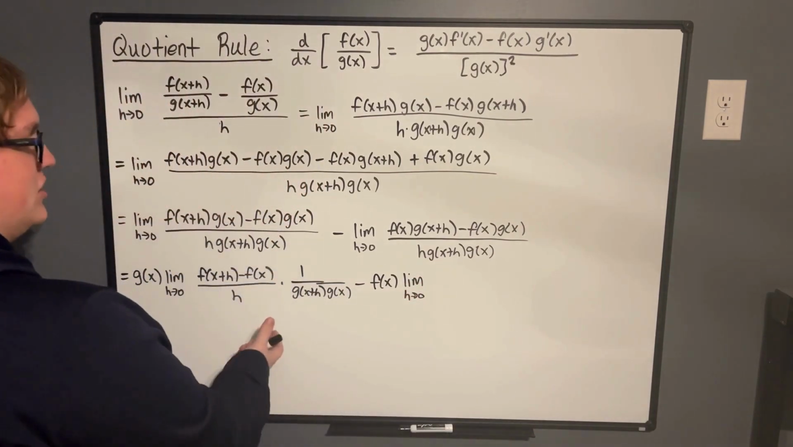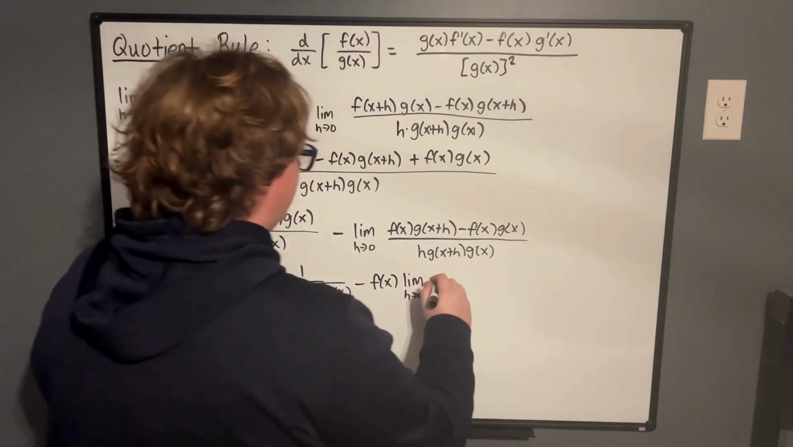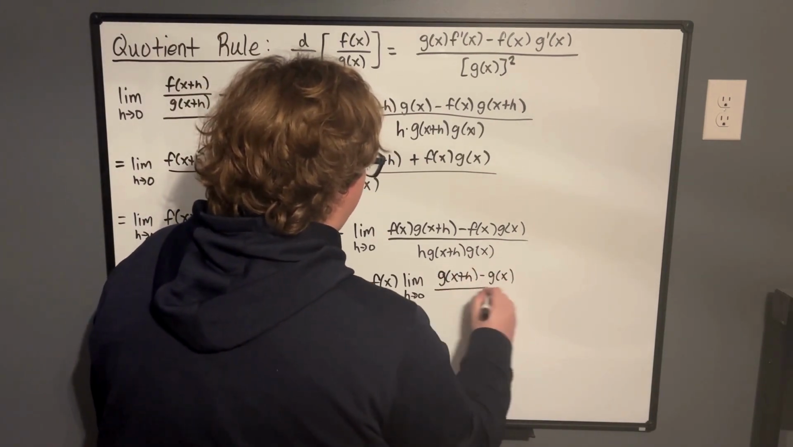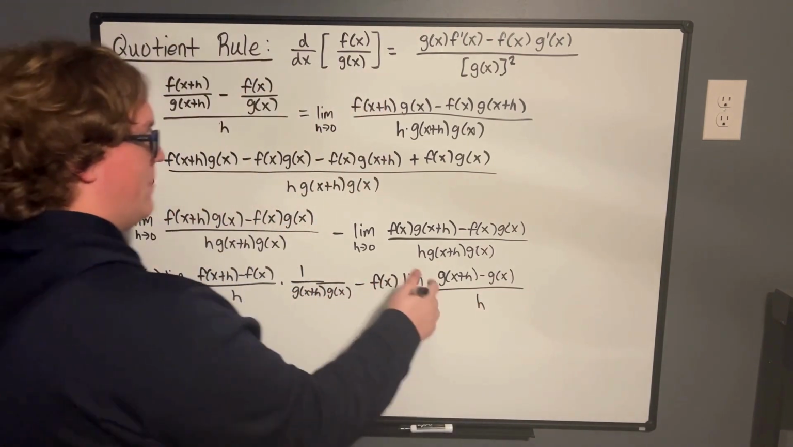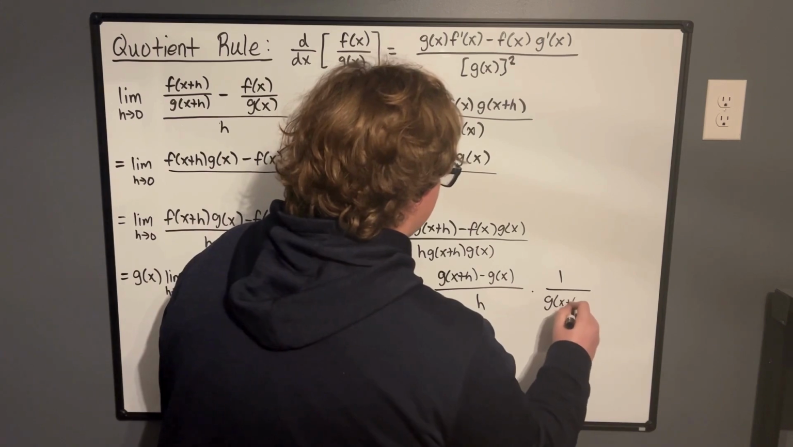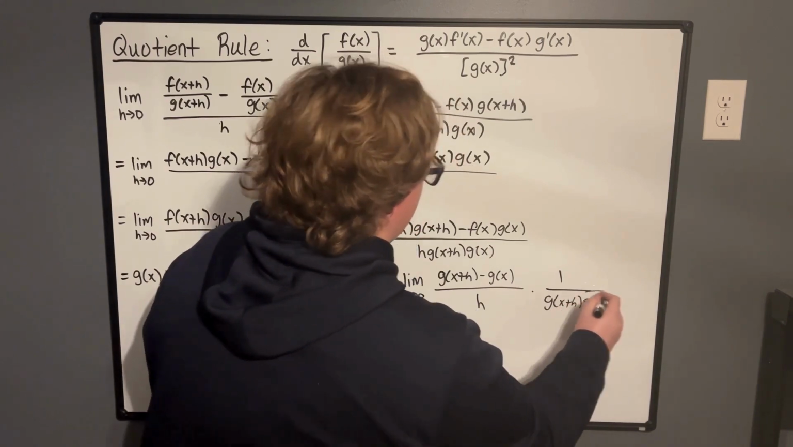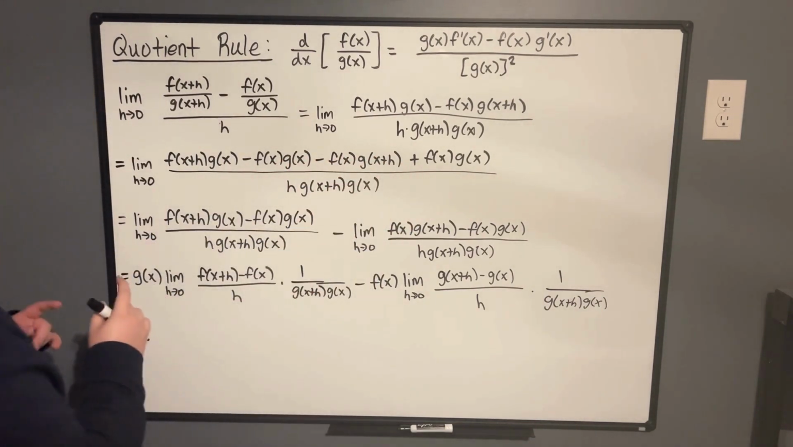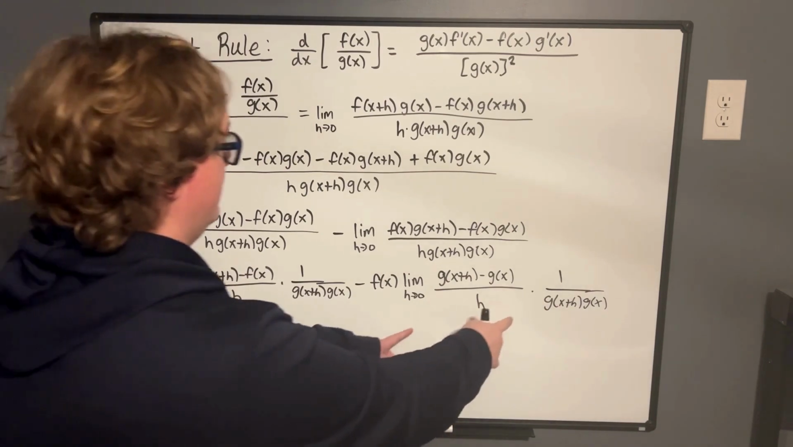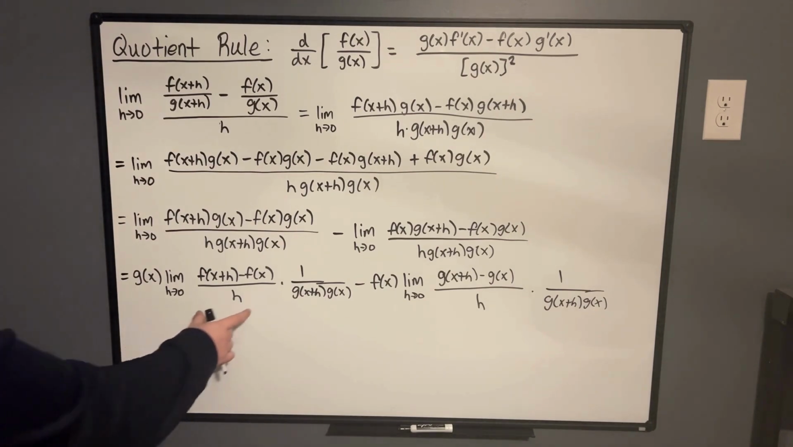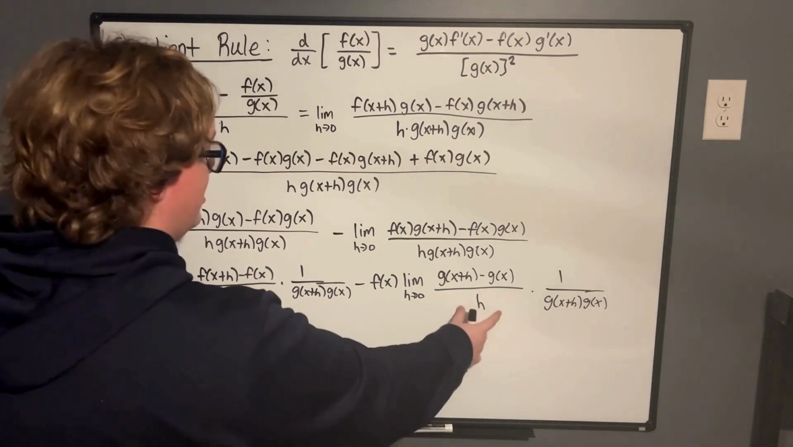So I'm going to do the same thing. I'm going to split it up where this is separate, but I'm going to have g of x plus h minus g of x over h, and then I'm going to multiply by the 1 over g of x plus h, g of x. So this is where the beauty of adding in this extra term is, because what we have here and what we have here, that is just the definition of a derivative, right? So this part right here is just f prime of x, and this one is just g prime of x.